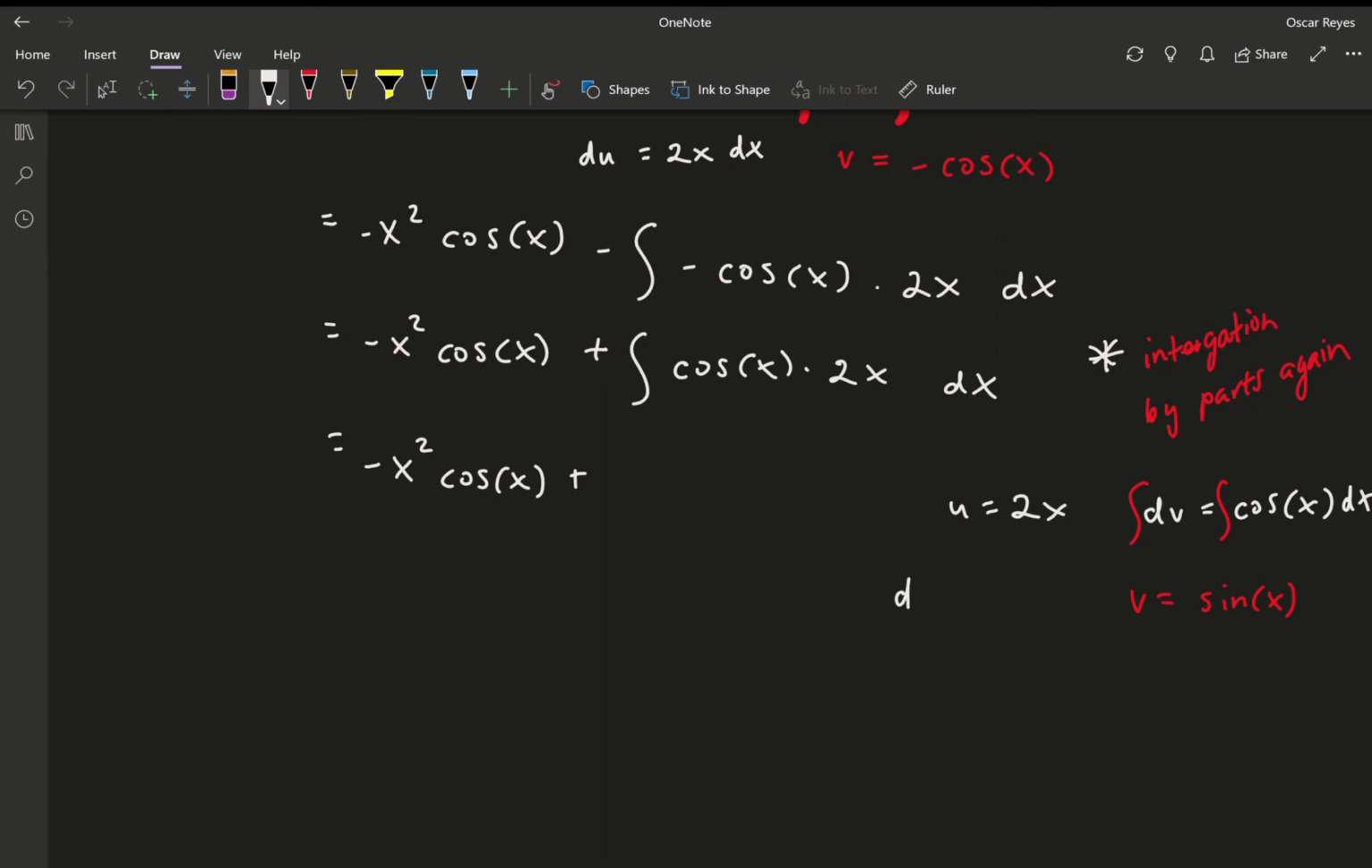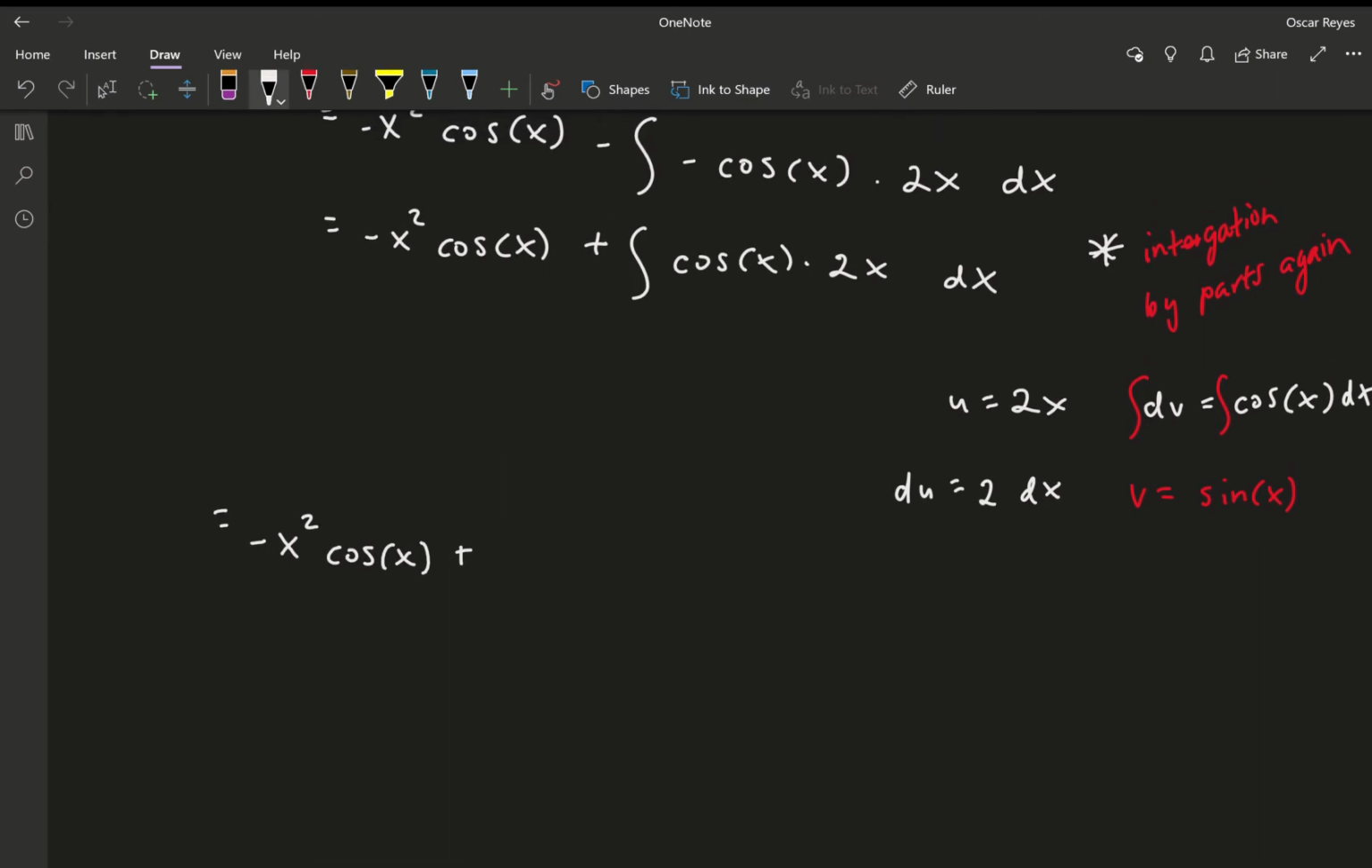And if we take the derivative of this side, we're going to be left with 2 dx. Okay, so then what we can do is grab this and bring it down, and then we're going to have u, which is 2x, v, which is sine of x, minus the integral, which is going to be v, sine of x, times du, which is 2 dx.